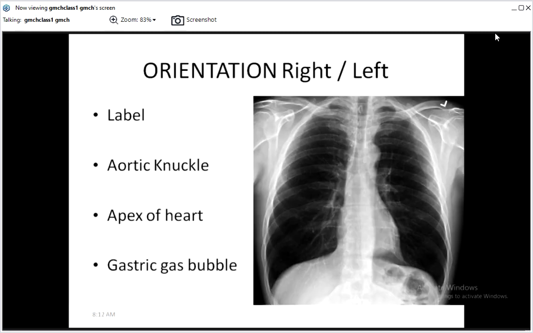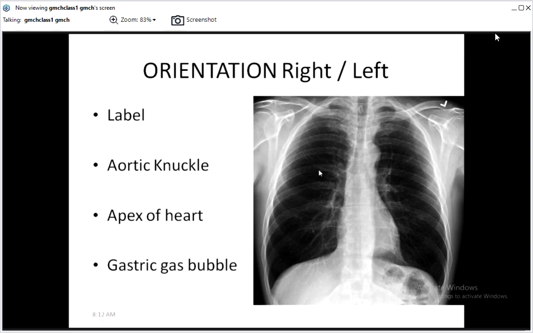Now coming to the orientation. In orientation there will be two things: one is right versus left. How do you come to know which is the right side and which is the left side? Most X-rays are labeled, like this one, where it is written L. So you can make out this is the left side and this is the right side.